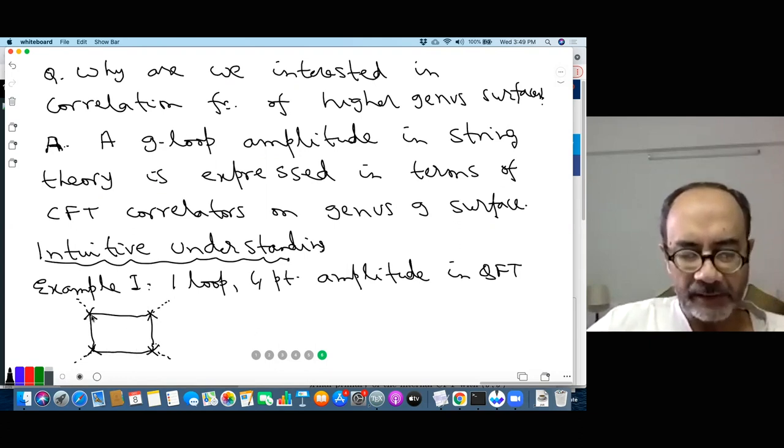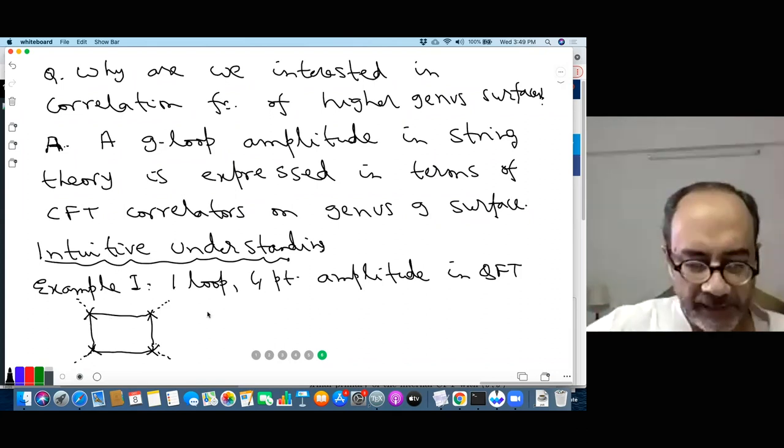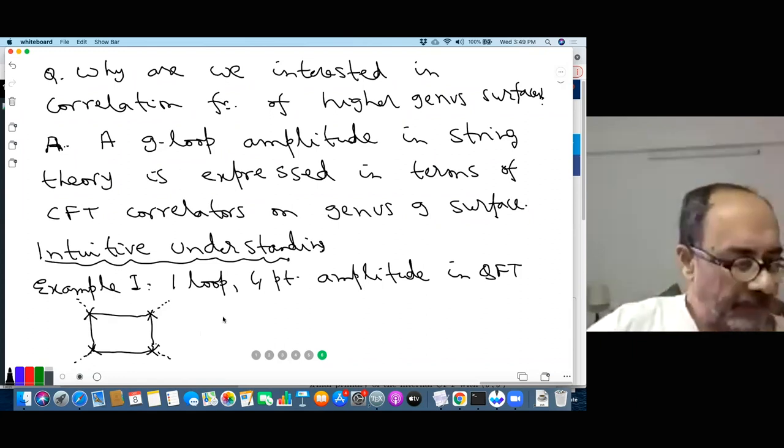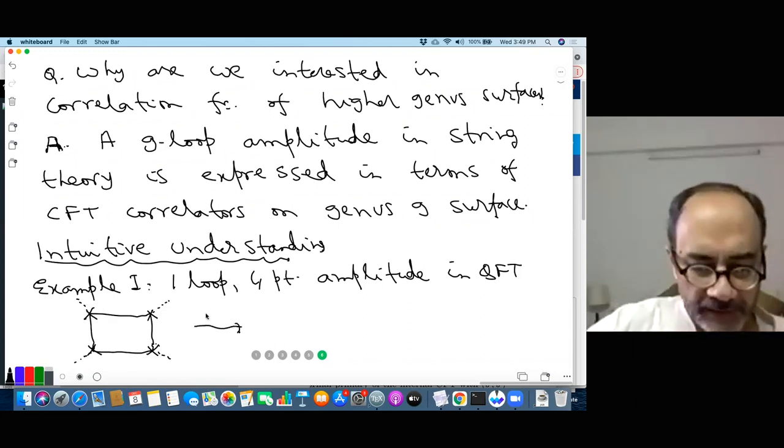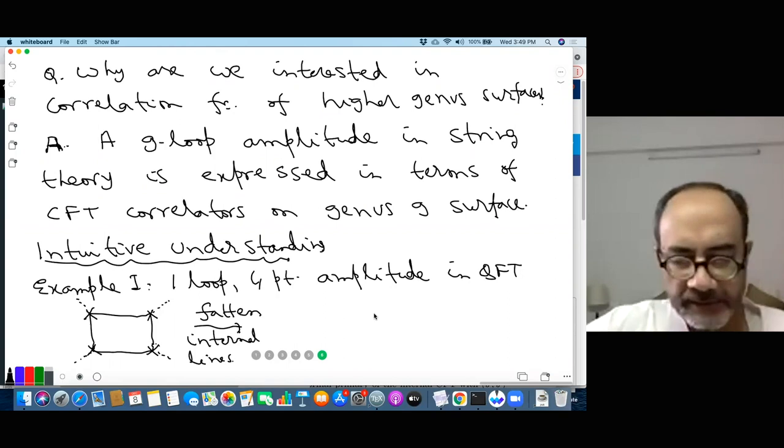Now let's see intuitively what it will become in string theory. Essentially, in string theory, we expect that all these internal lines will fatten into cylinders if it's closed string, because a string worldsheet is a cylinder instead of being a line. So these will fatten into closed strings. We fatten the internal lines, and let's see what it becomes. It becomes a diagram like this.